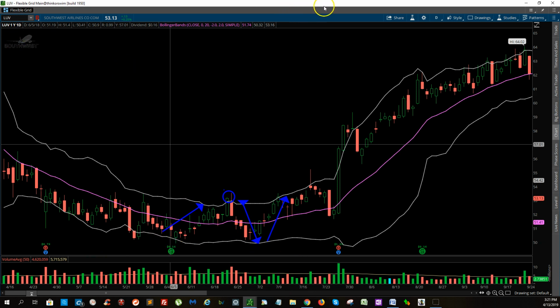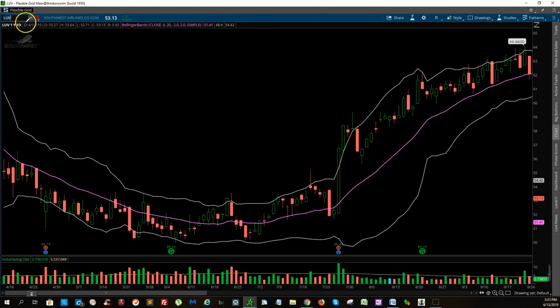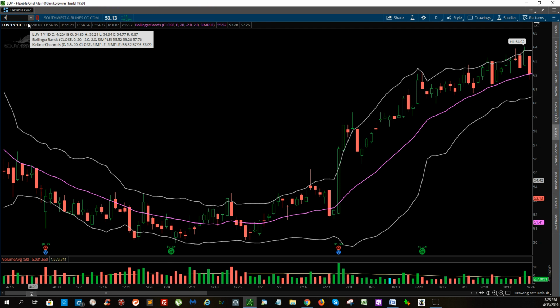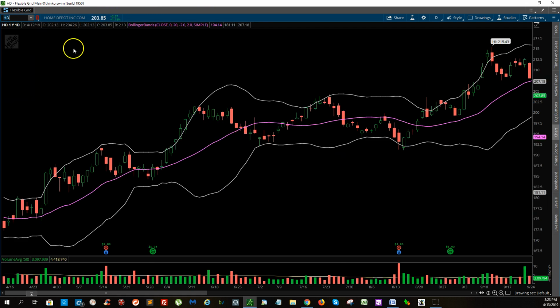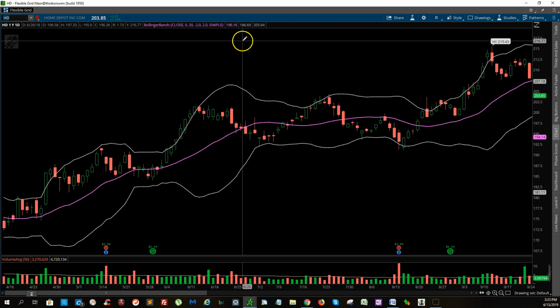Let's look at another example real quick. How about Home Depot? I think Home Depot has some good examples of trading inside of the band. Once again, price comes up. The minute price gets outside the Bollinger Band, it can be considered almost like an overbought signal. I'm going to keep repeating this like a broken record: price will stay within the Bollinger Bands about 90% of the time.